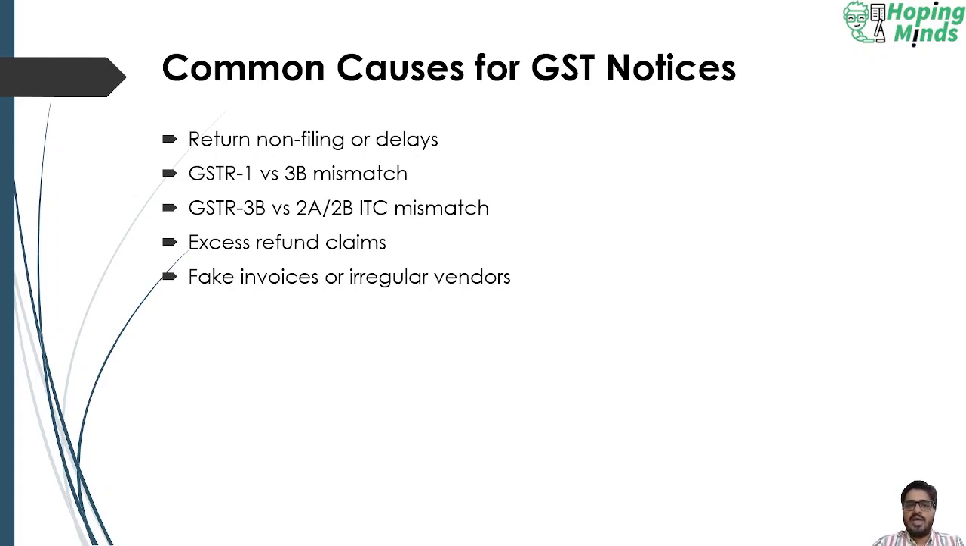Then GSTR 3B and GSTR 2A or 2B ITC mismatch. If the taxpayer has claimed excess input tax credit that is not appearing in his 2A or 2B, or there are certain input tax credits that are not eligible or blocked under section 17(5), but the taxpayer has availed them in GSTR 3B, then also a mismatch notice will be issued by the department.